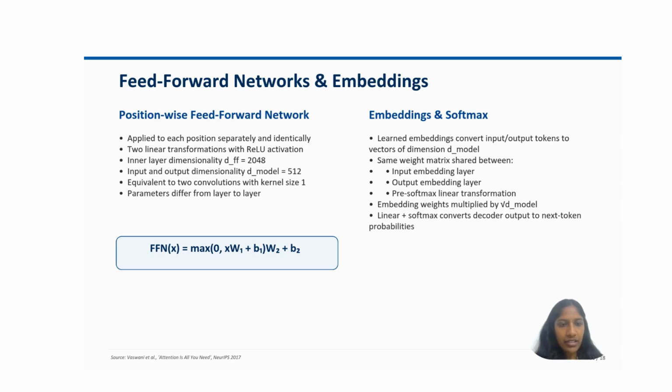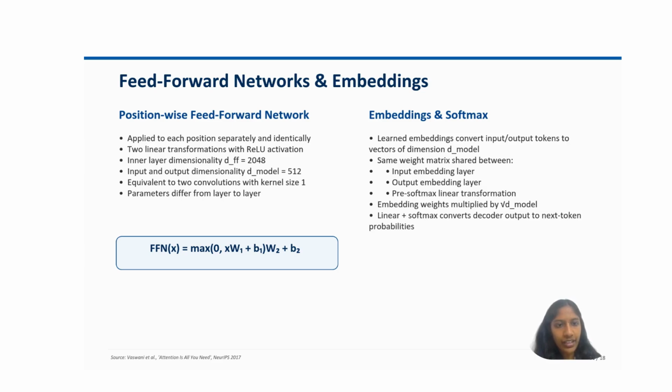While the attention mechanism is responsible for capturing how words relate to each other, the feed forward network, FFN, acts as the processing unit that transforms the features of each individual token. In every transformer layer, this network is applied to each position independently and identically. It consists of two linear transformations with a ReLU activation in between.